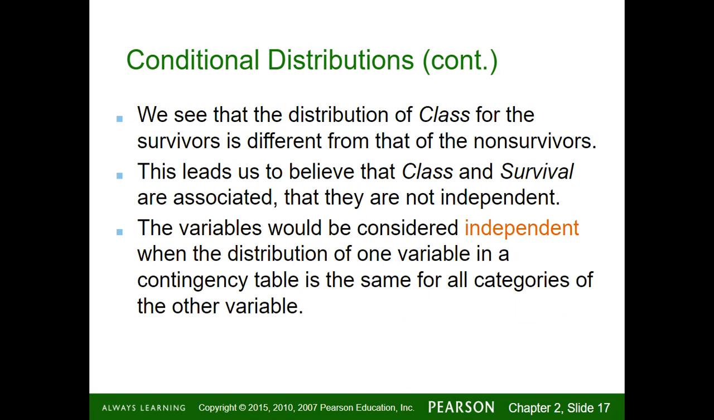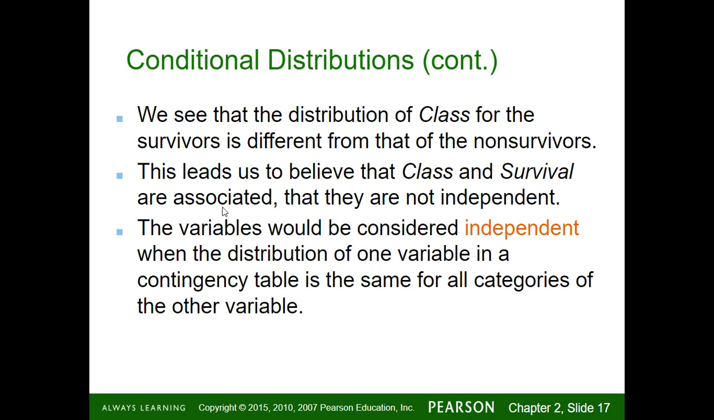So since it looks like the third class and the crew seem to be more likely to not live, what that tells us is that there might be some sort of association between class and survival. Okay, that's going to be a key word throughout the year here, is association. If we say there's an association, we say they're not independent. You might think, why don't we call it dependent? Well, we don't necessarily call it dependent because it doesn't necessarily mean that the class depended on the survival or vice versa. We just need to know that there is some sort of an association.